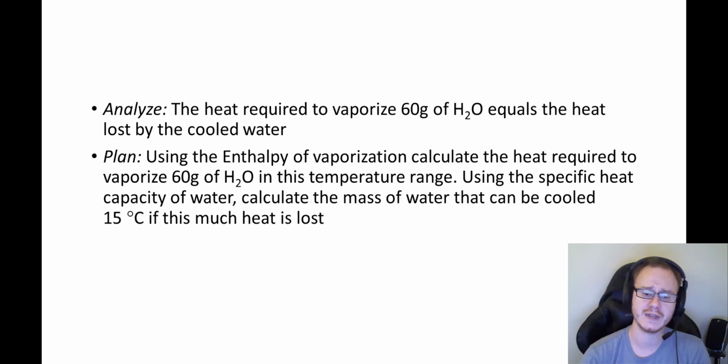So here's our plan. Using the heat of vaporization, the enthalpy of vaporization, we're going to calculate the amount of heat in kilojoules necessary to vaporize 60 grams of water within that temperature range. We're also going to use the specific heat of water to calculate the mass of water that can be cooled 15 degrees Celsius, which is the range of the heat lost. So we have two steps to the problem. Let's take a look and see what this will ultimately look like.